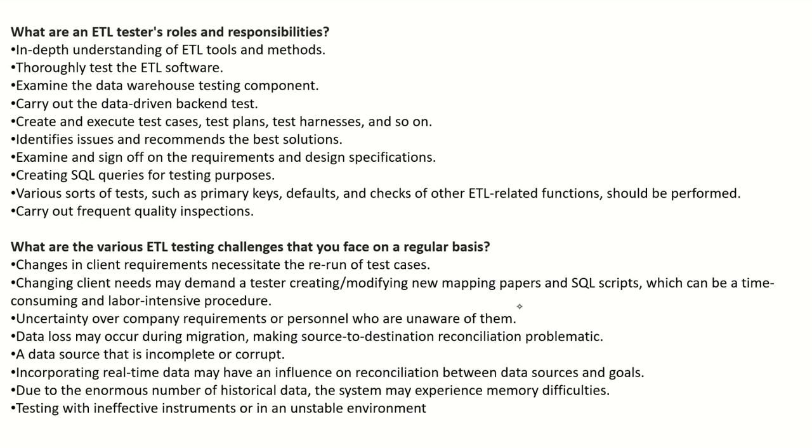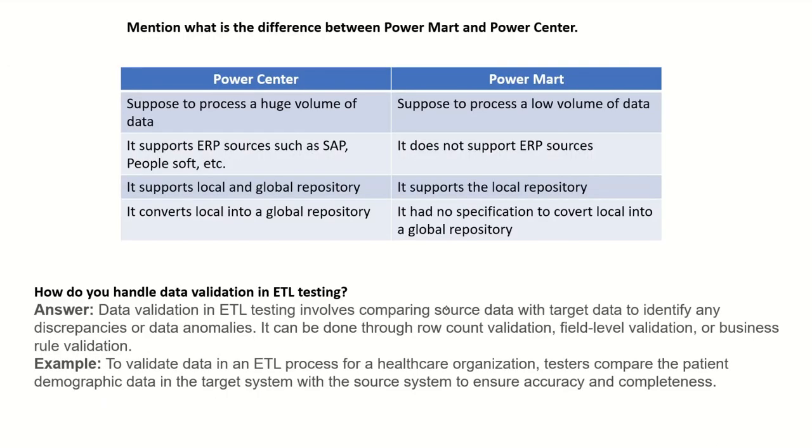And next one is a data source that is incomplete or corrupt. Incorporating real-time data may have an influence on reconciliation between data sources and targets. Due to the enormous volume of historical data, the system may experience memory difficulties. And finally, testing with ineffective instruments or in an unstable environment.